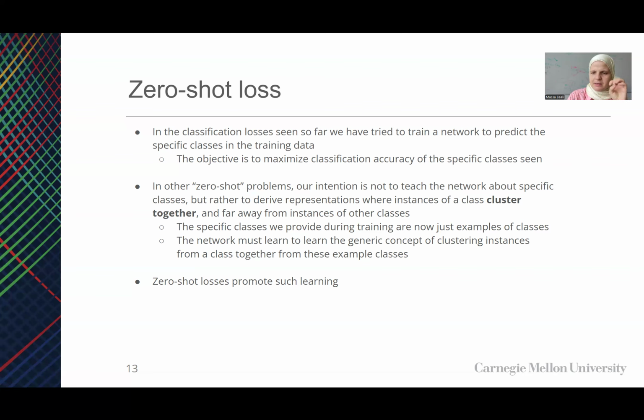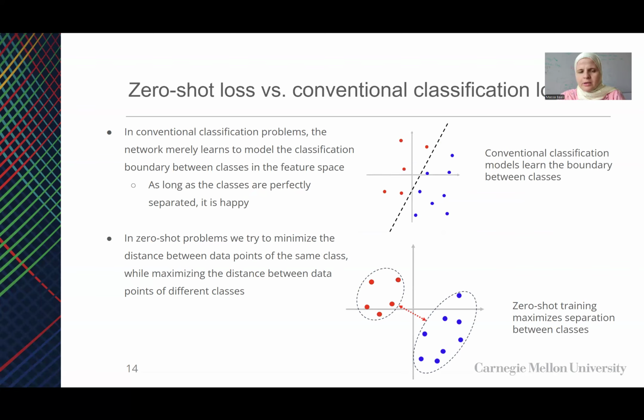Some instances of a specific class, they cluster together and they stay far away from instances of other classes. So the specific classes we provide during training are now just examples of classes. So actually, the network must learn the generic concept of clustering instances from a class together from these example classes. So zero-shot losses promote such learning. So what are the zero shot versus the conventional classification?